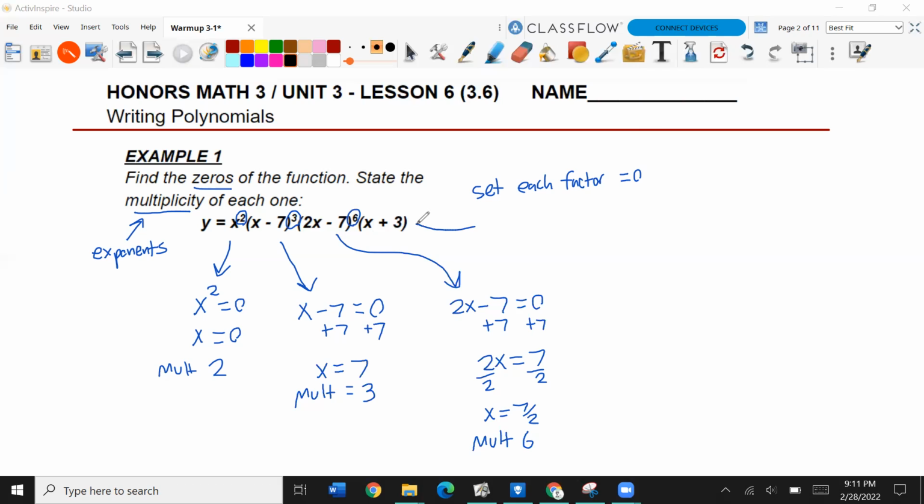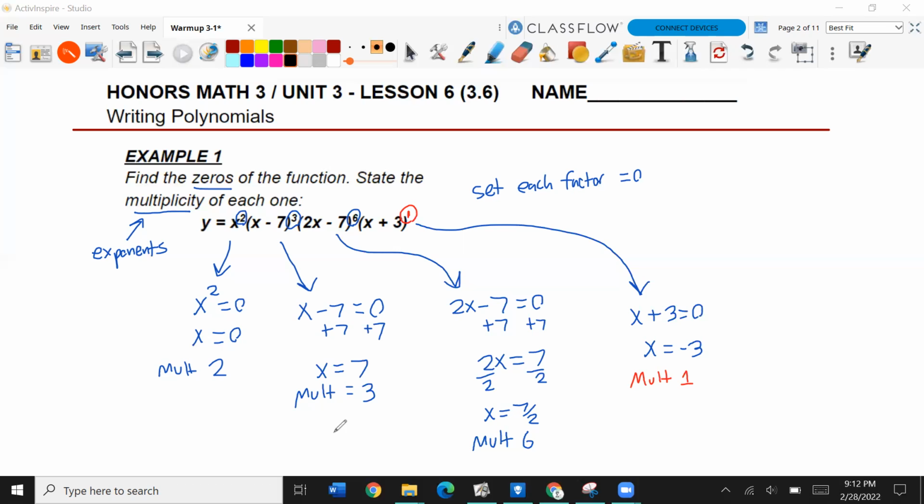And finally, for the x plus 3, that's going to be -3. The zeros and the factors are always going to have opposite signs. So you're really just going to minus that 3 from both sides, and you're going to get -3. It does not have a number for the exponent, so that's kind of like a hidden 1 there. You can say multiplicity of 1 if you want.